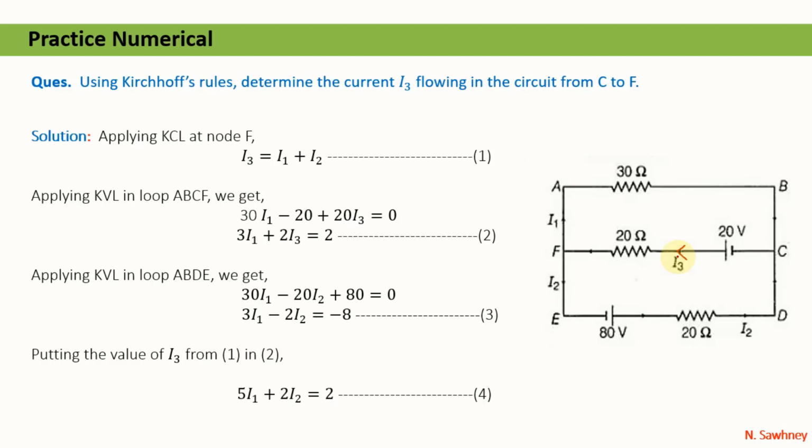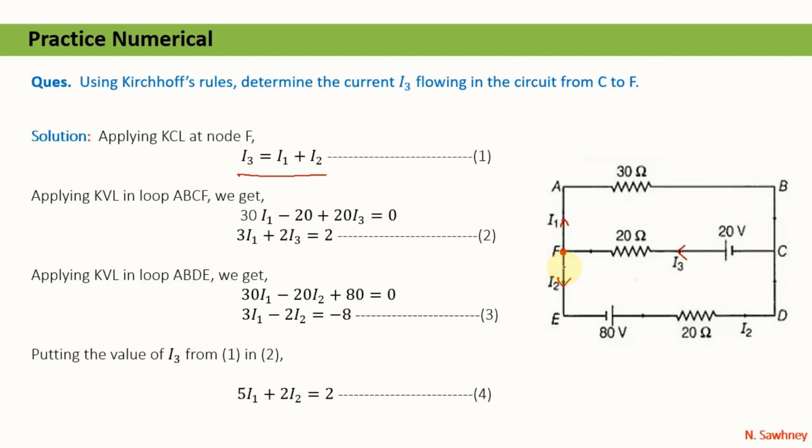For this, let us apply KCL, that is the first law, Kirchhoff's current law at node F here. Here the current I3 is entering and both the currents I1 and I2 are leaving the node. So we can say that I3 is equal to I1 plus I2. That means this current is entering and it will be separated in two parts, that is I1 and I2. So let us mark it as equation number 1.